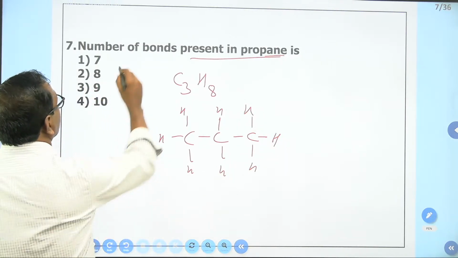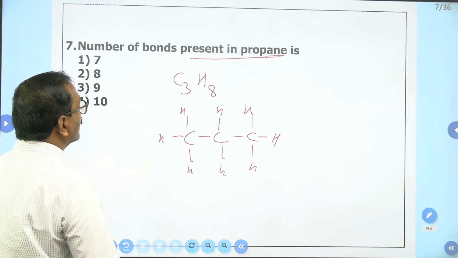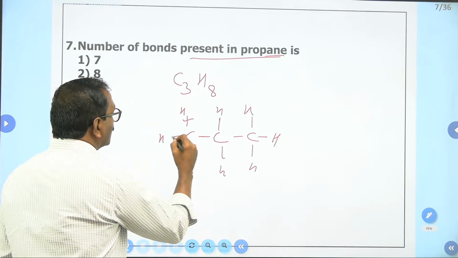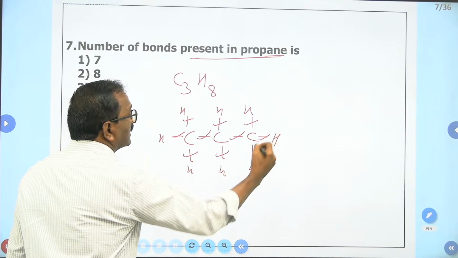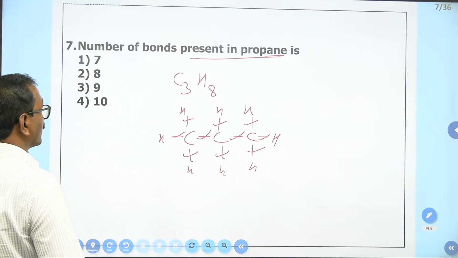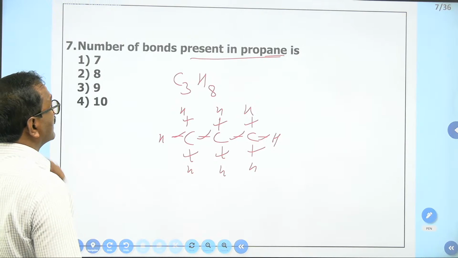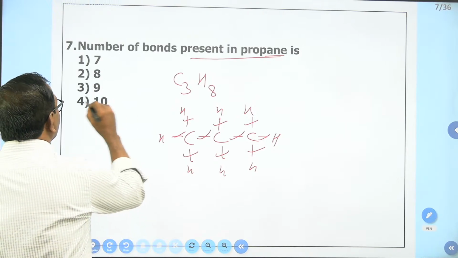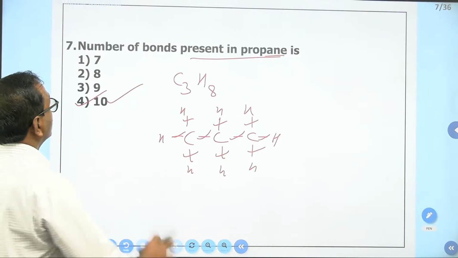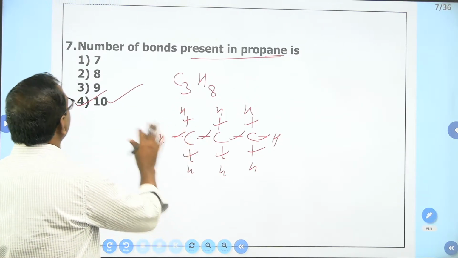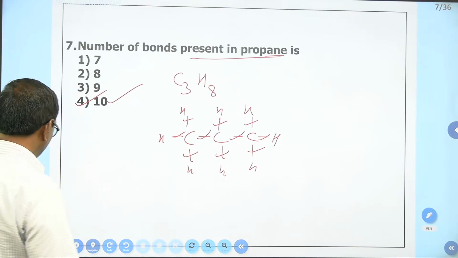Now, the question is the number of bonds present in propane. See now, 1, 2, 3, 4, 5, 6, 7, 8, 9, 10 bonds are there in propane. The number of bonds present in propane is 10. The fourth option is the right answer. In this way you find the answer to the 7th question.